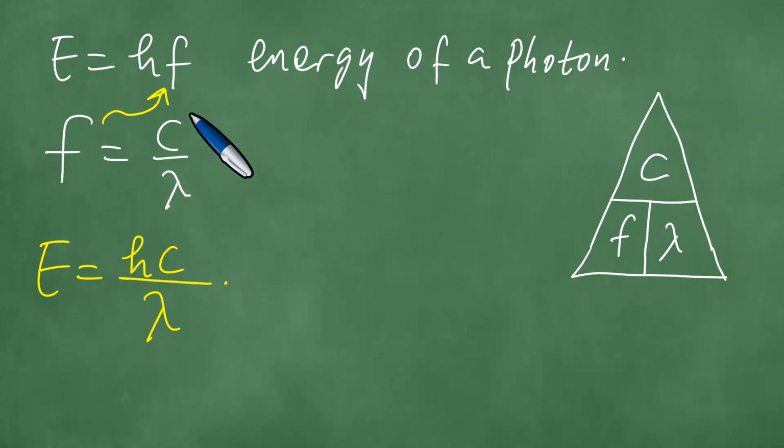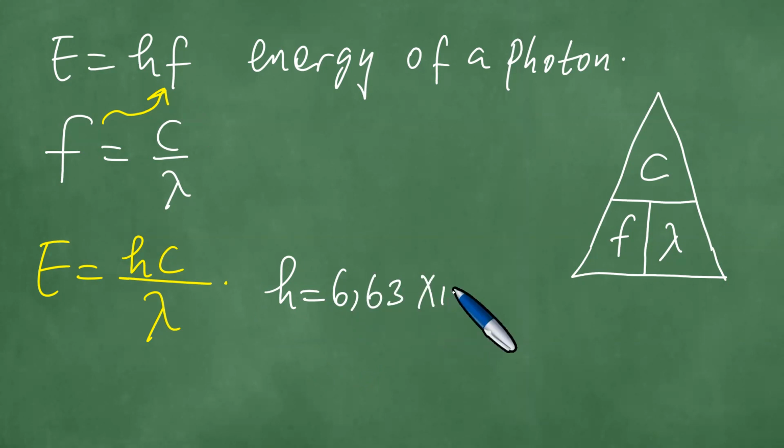So we can use either hf or hc over lambda. We have the two constants that we know. At this point, h is equal to 6.63 times 10 to the minus 34 joule seconds. And then you also have c.